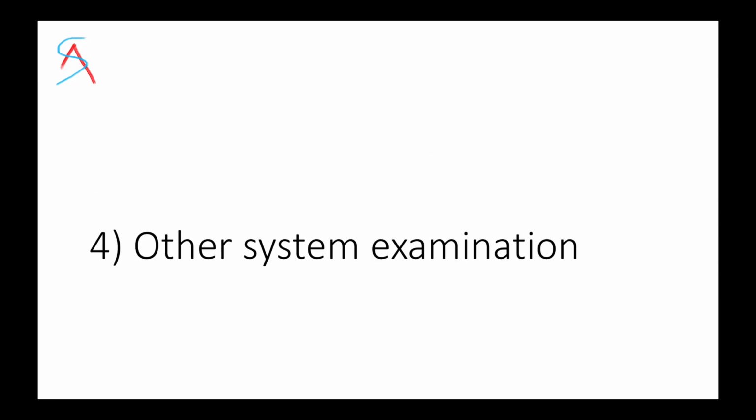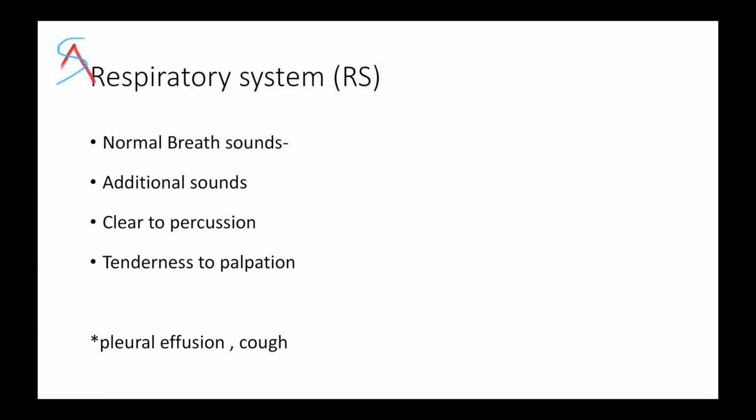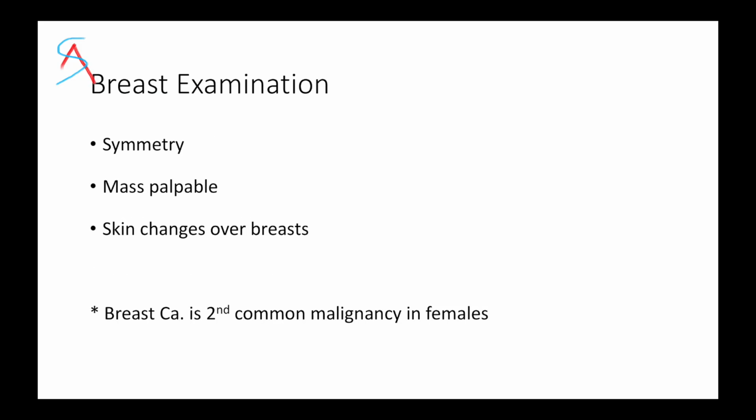Then in other system examination, you have to examine CVS for any mitral valve prolapse. In Marfan syndrome, Turner syndrome, people can have coarctation of aorta. Then you have to examine the respiratory system. If there is a tumor metastasis to the lung, then it can result in pleural effusion, or if any underlying pathology is causing cough, because cough can aggravate uterine prolapse. Then you have to examine breast. Breast is very important to examine because breast carcinoma is the second most common malignancy in females after cervical carcinoma.